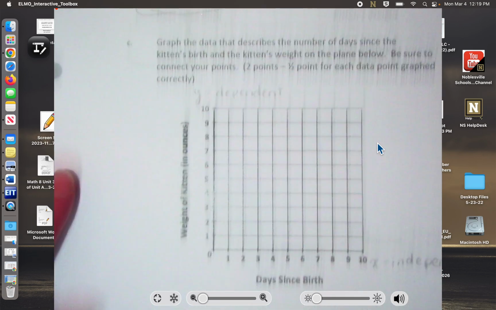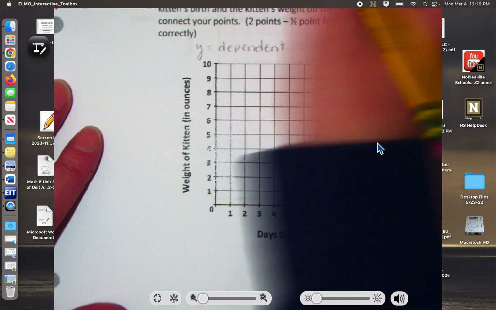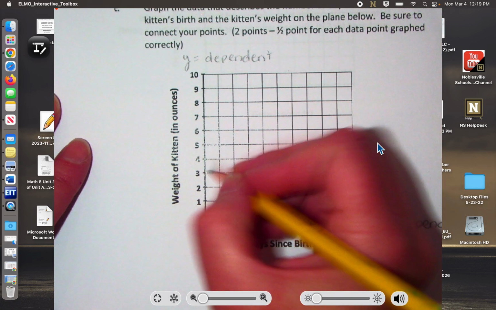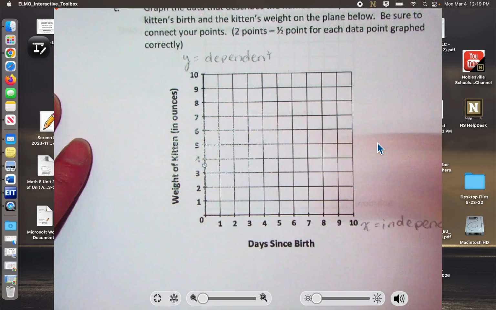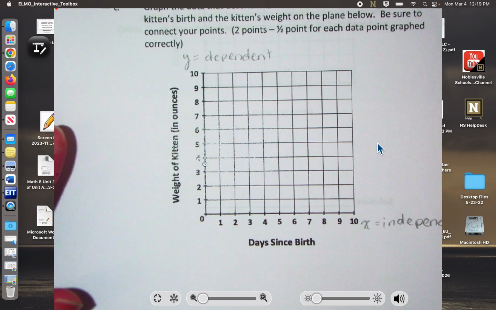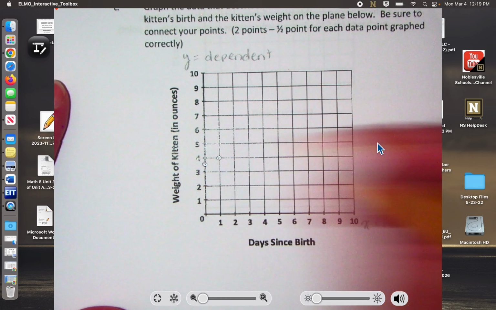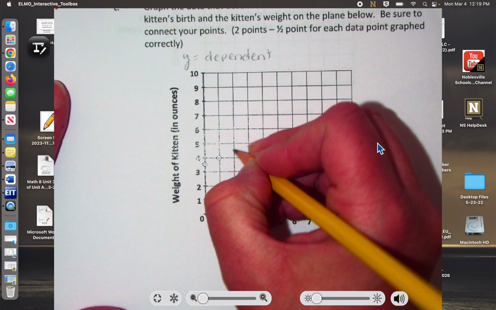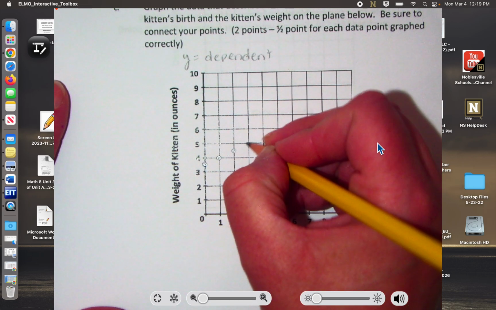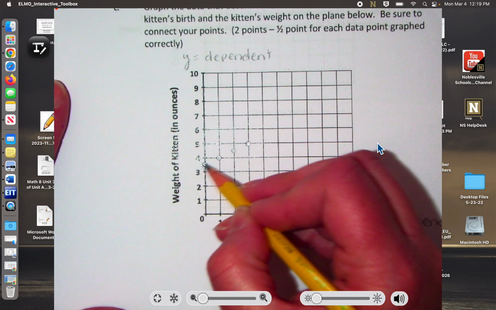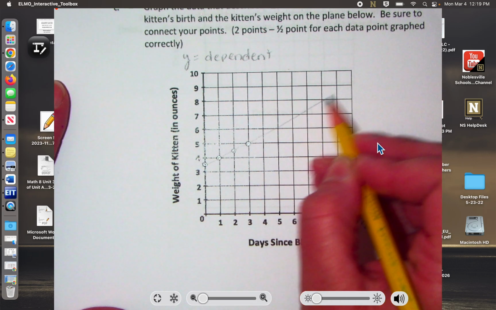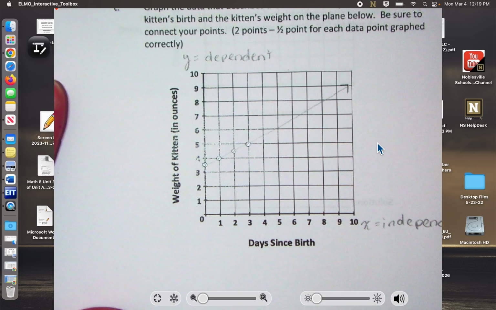Let's go ahead and graph this. They described it up here. So we know that it was born, it was 3.5 ounces. After the first day, how much did it weigh? 4. After the next day, 4.5. Next day, 5. And then it says be sure to connect it. So you can go ahead and draw that line too.